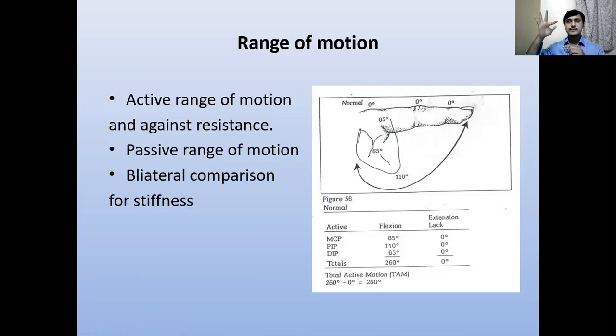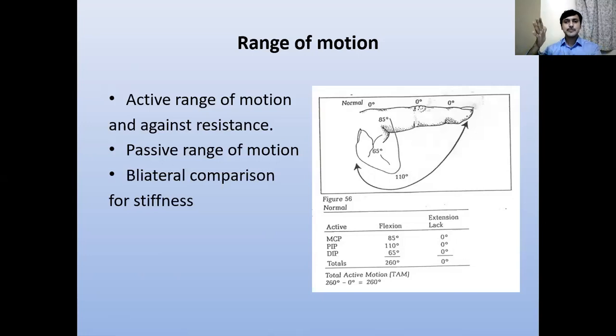Now you should know this range of motion. In the metacarpophalangeal joint, you can have 85 degrees of flexion. In the proximal interphalangeal joint, you can have 110 degrees of flexion. But in the distal interphalangeal joint, you can only have 65 degrees of flexion. So that total flexion may be 260 degrees, but you should know these degrees at each joint.